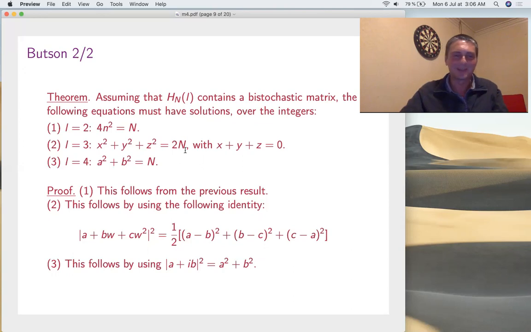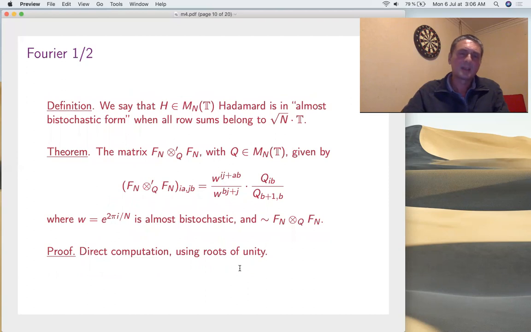You can get beyond this, of course. For L equal to 4, n must also be a sum of 2 squares, because a plus ab is this. So there are many obstructions here, and these are quite similar to what happens for circulant matrices. These obstructions apply also to the circulant case, worked on by Turyn and many others.